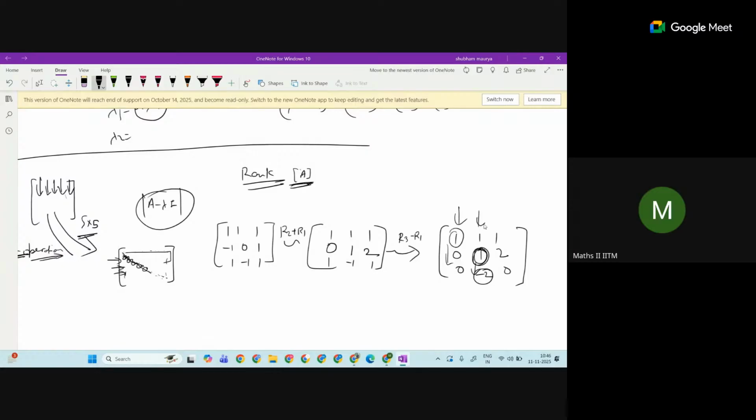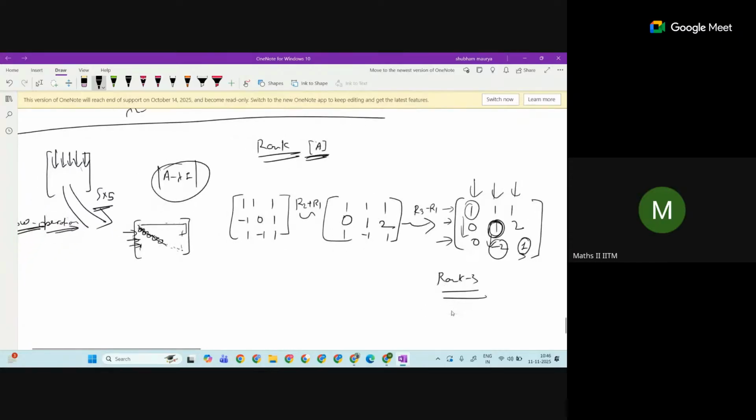Here we have 3 pivots. If you perform the next operation, here it will be 0, and here you'll get a non-zero number which you can convert to 1, and that is also a pivot. So you are getting 3 pivots, which means all columns are independent. How many pivots do we have? 3 pivots, or 3 independent columns. So the rank is 3, because we are getting 3 pivots. This is the way to get the rank.